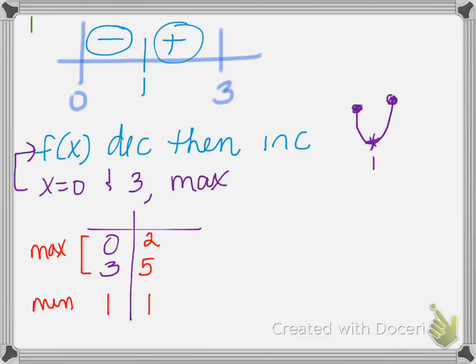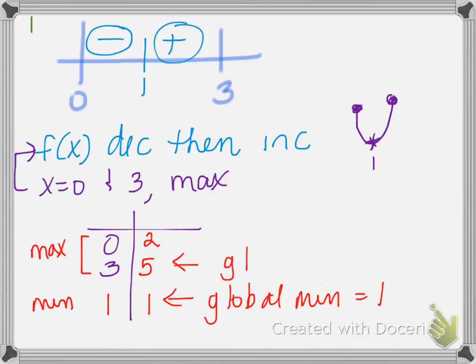I already know that 1 is the min, so that must be the global min. And I know that 0 and 3 are both maxes, but the one that is the biggest is at 3. So the global max equals 5. Your answer is what the actual y value is, unless it says where does the global max occur. Normally it'll say what is the global max.